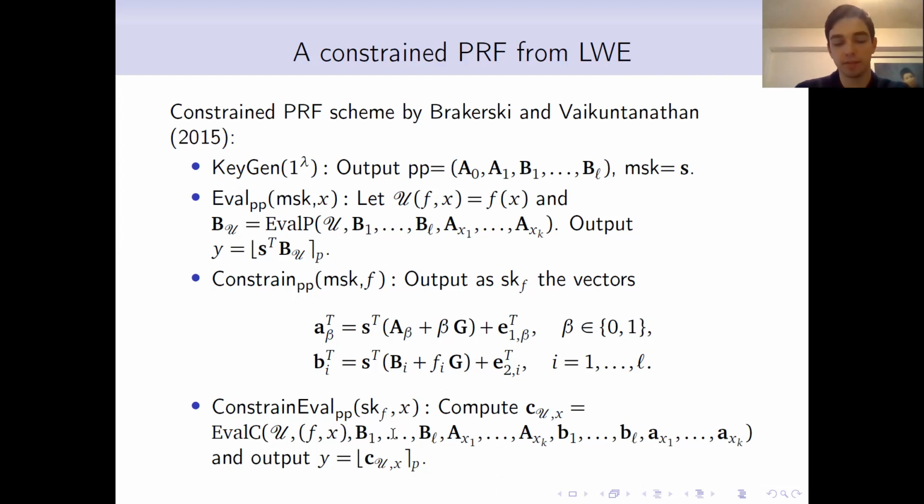Finally, the constrained evaluation algorithm does the following. It computes eval-C of the circuit U on input F and X over these matrices and vectors. So recall that U receives two inputs, a function and a string. And here the matrices B and vectors B correspond to F, and the A's correspond to X. And the output is this vector rounded to Zp.